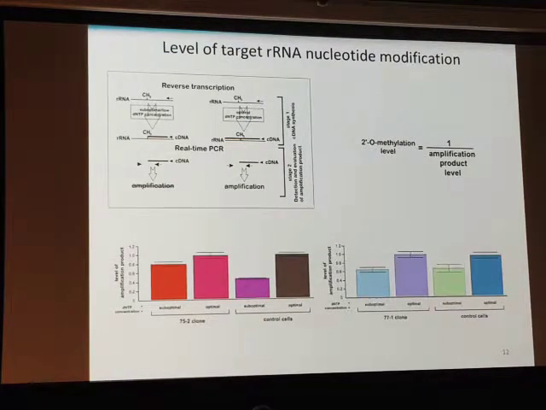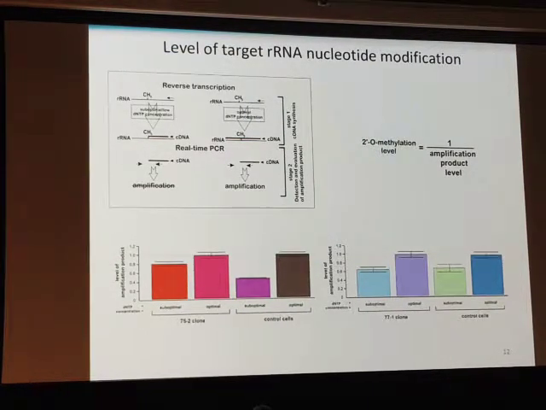Next, if we use modification-specific primers and perform real-time PCR, a truncated cDNA product won't be amplified, and a longer cDNA product will be amplified. So in that case, we will have amplification products. And what's important for this method is that the level of methylation inversely correlates with the level of amplification.